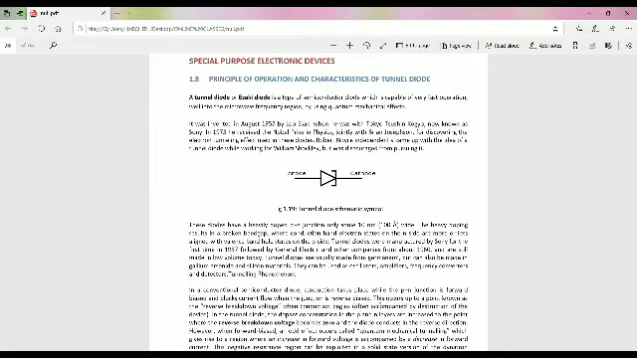The devices in which the concentration of impurity atoms is greatly increased up to 1 part in 10 power 3 are the tunnel diodes. In a normal PN junction diode, impurity concentration is 1 part in 10 power 8, but in a tunnel diode it is increased to 1 part in 10 power 3, giving completely changed characteristics. These diodes were introduced by Leo Esaki in 1958.